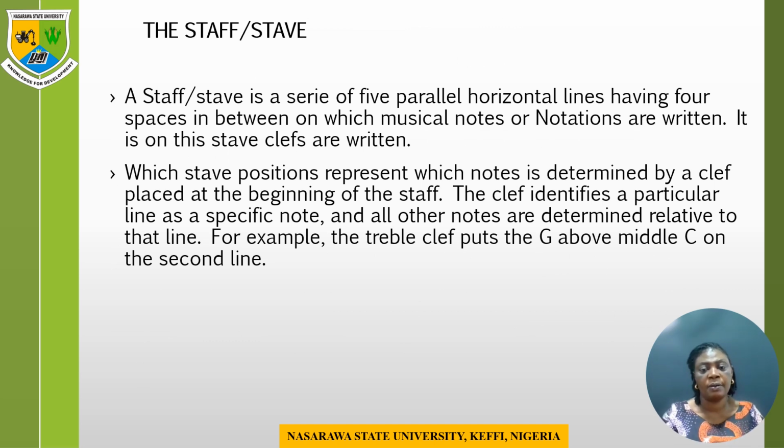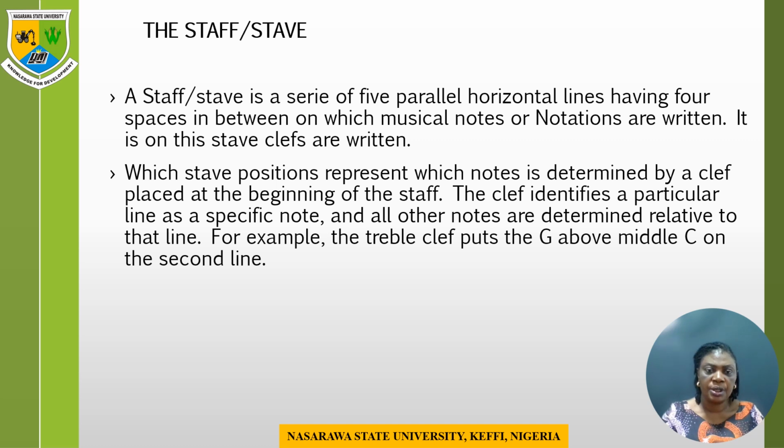Now, in this second slide, we are talking of the staff or stave. The Americans call it staff, and the English call it stave. So there are some places you might see staff or stave. All are the same thing. What is a staff or a stave? A staff is a series of 5 parallel horizontal lines having 4 spaces in between on which musical notes or notations are written. It is on this stave that clefs and notes are written.